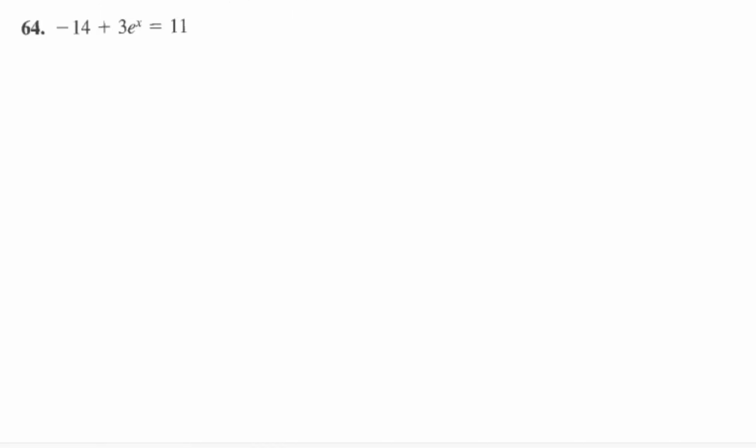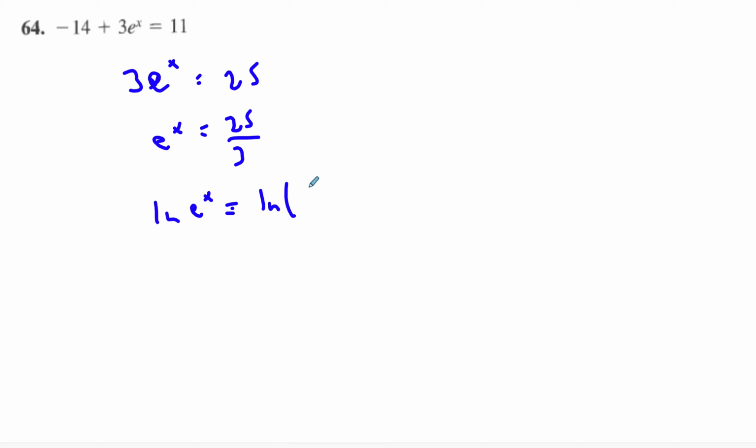Okay, more solving. Same idea. Get the exponential by itself. Add 14 to 3e to the x. There we go. Add 14, we get 25. Divide by 3. Take the natural log. Why the natural log? Well, if we take the natural log of both sides, x equals natural log of 25 thirds, which equals, give me a sec here as I type this in, 2.120, and done.